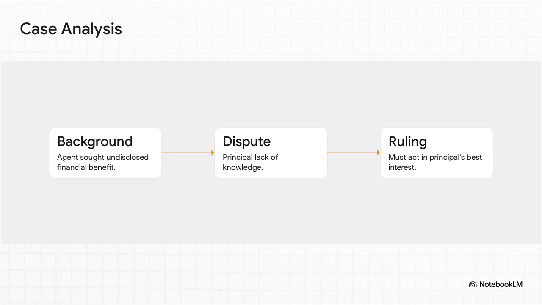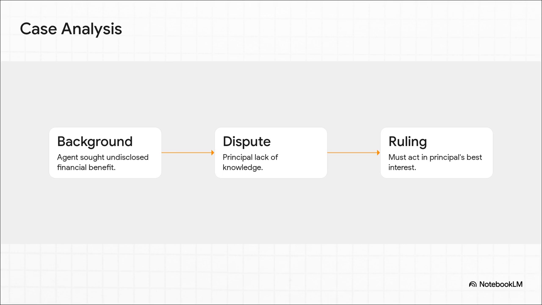Let's break this down. Step 1. The background. Real estate agents received an offer for the principal's property, but before the sale was even finalized, they received a second, much higher offer. They didn't disclose this second offer and tried to secure an undisclosed financial benefit for themselves.